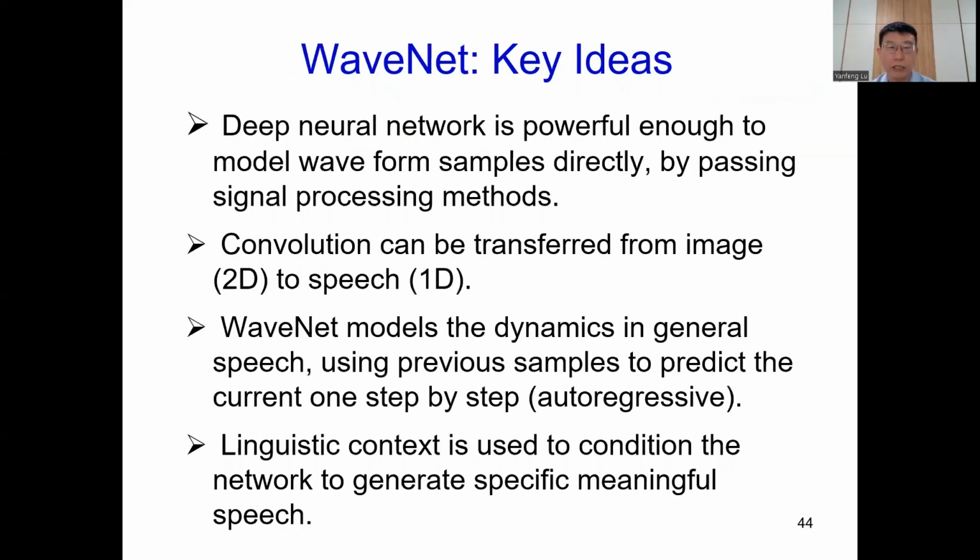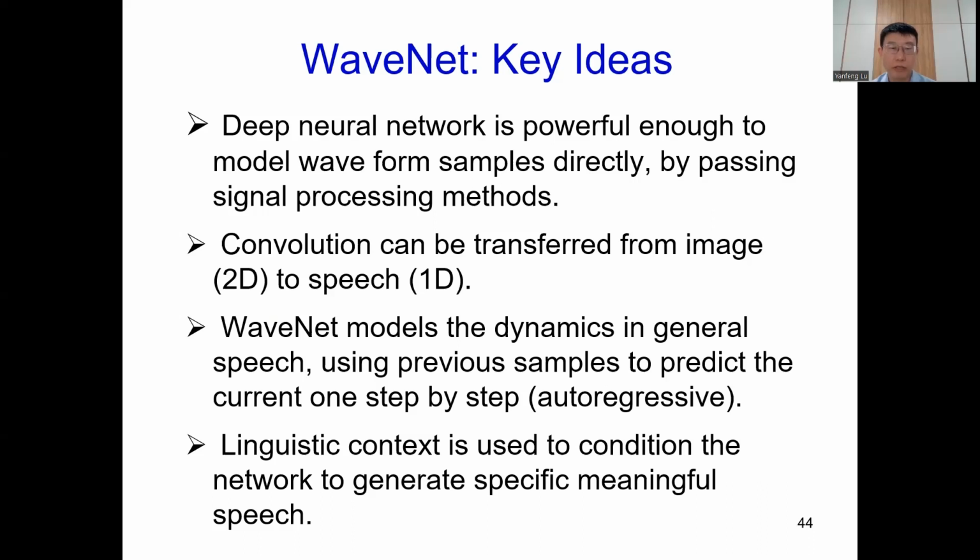So these are the key ideas in a WaveNet. Again, because the deep neural network is much more powerful than the hidden Markov model, now we can use it to model waveform samples directly. In this case, we bypass all the signal processing methods. We don't need to do all that signal processing to generate acoustic features. We can handle waveform samples directly. That's the very important, the most important feature of WaveNet.